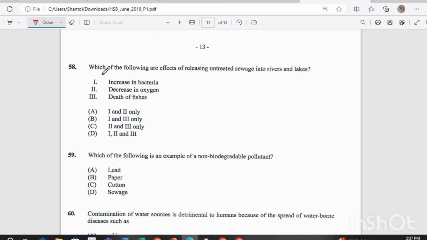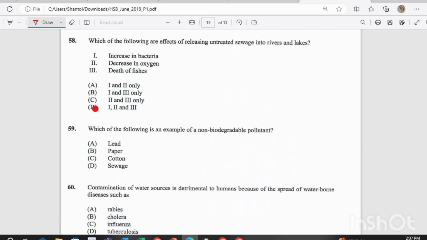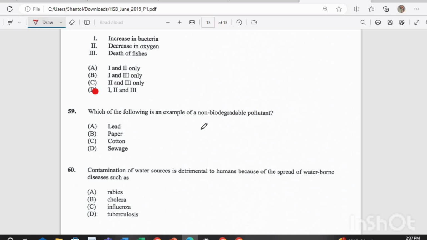Question 58. Which of the following are effects of releasing untreated sewage into rivers and lakes? The answer is D. All of the above. Increasing bacteria, decreasing oxygen, and death in fishes are all likely to occur, so the answer is D. Question 59. Which of the following is an example of a non-biodegradable pollutant? Is it A. Lead, B. Paper, C. Cotton, or D. Sewage? The answer is A. Lead.